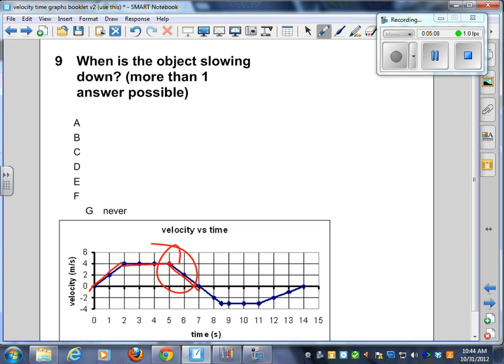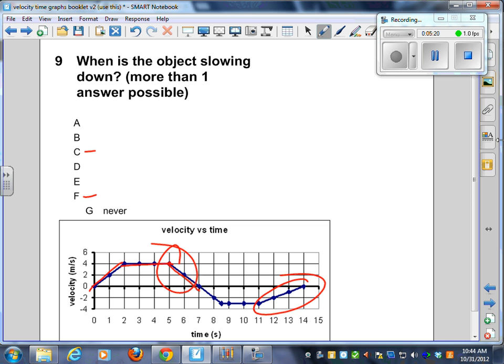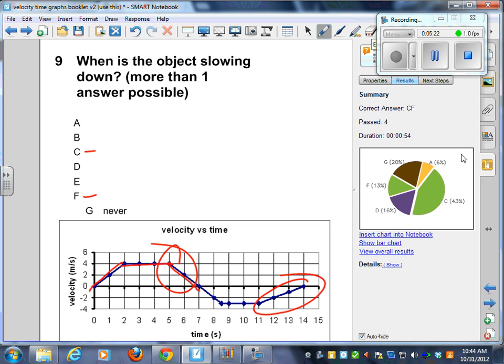So C and F are your correct answers. Not an easy question. It's okay. Now is not the time that you have to get it right. It's a little bit later that matters. C and F. It's getting closer to 0. That's what happens when you slow down, right? Your velocity gets closer to 0.